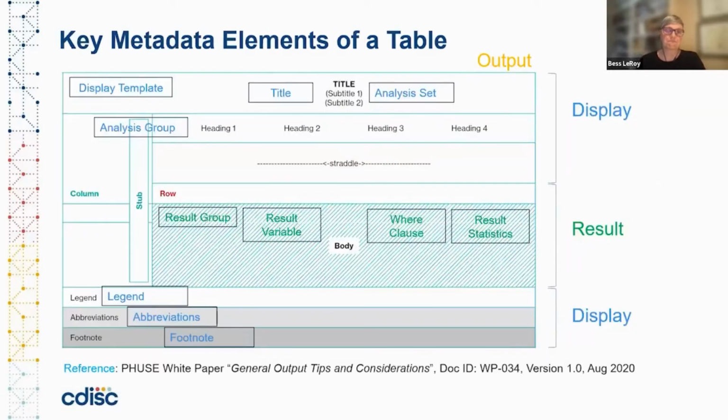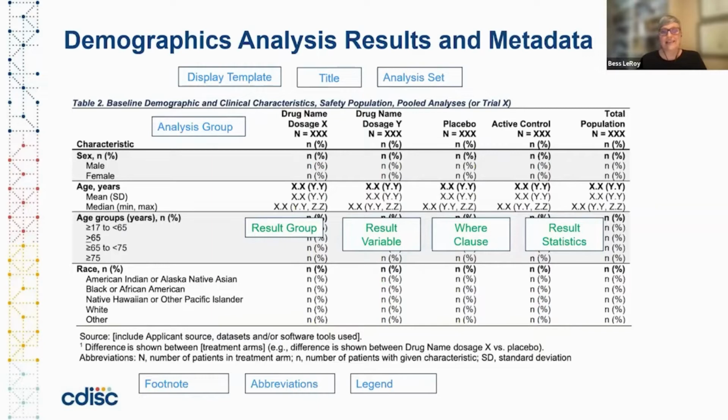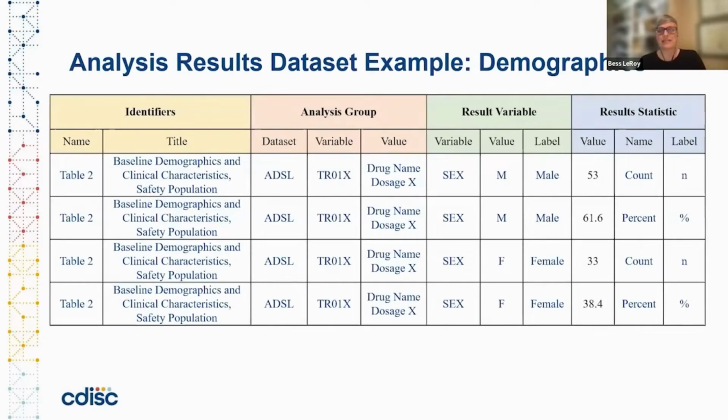So quickly, this is from a white paper, just highlighting that you can really break down key metadata elements of a table and label them. You can also do this with the metadata from the integrated guide. You can break it out and label it. And you can represent this in a data set. So this is just a very brief and oversimplified example. It's not all of the metadata that would go into the table.